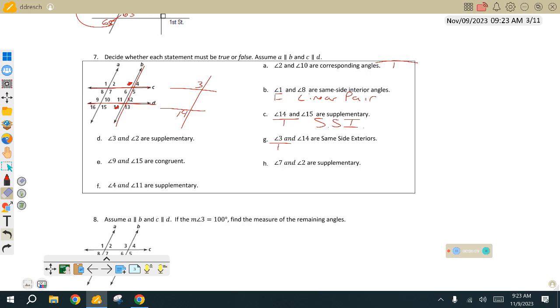7 and 2 are supplementary. Go find 7, go find 2. Yeah, 7 and 2 are supplementary. Very much because they are a linear pair.